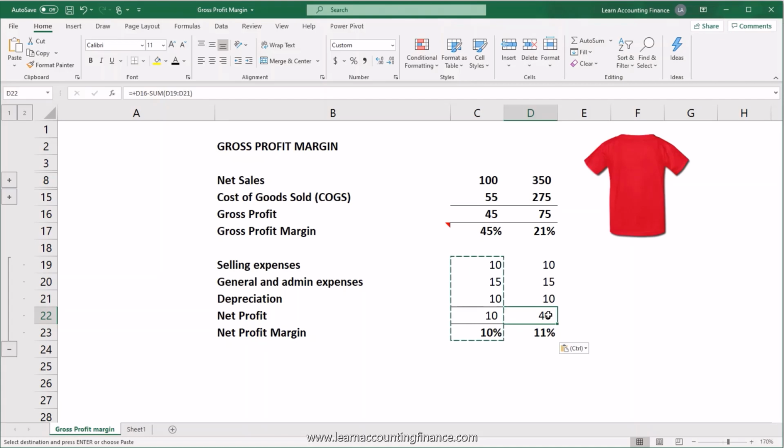So generally speaking, the higher the gross profit margin, the better. But if by reducing price or by reducing your gross profit margin, you are able to generate more volume, then the calculation changes and you have to consider the impact of that.